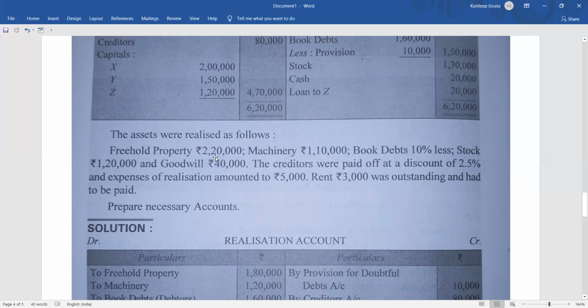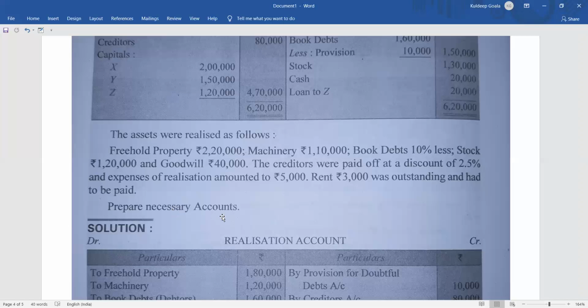So you can just look: the freehold premises is there, machinery booked at 10% less, stock is there, goodwill is there, the creditors were paid off at a discount. Realization expenses are this much, like this. Okay, done. Now what is asked? Prepare necessary accounts. Prepare necessary accounts means all the accounts which are required in the realization account at the time of dissolution of the firm.